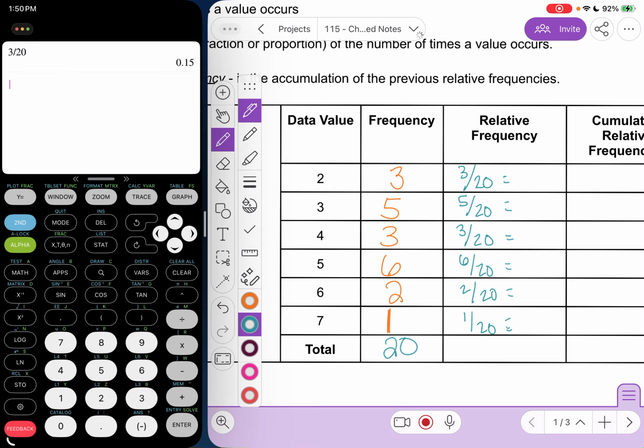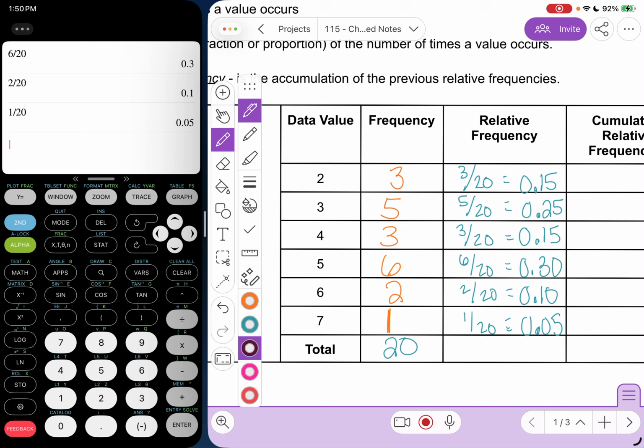So 3 divided by 20 is 0.15. 5 divided by 20 is 0.25. 6 divided by 20 is 0.3. I'm just going to add the 0 so they're the same. 2 divided by 20 is 0.1. 1 divided by 20 is 0.05. So there's your relative frequency. That's just the percent or the proportion.